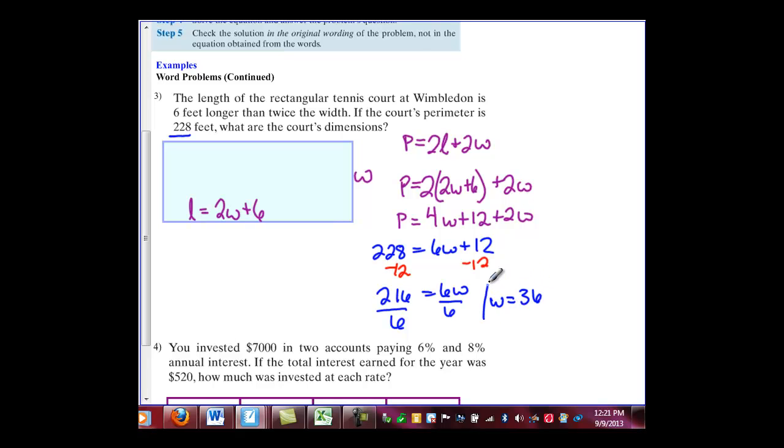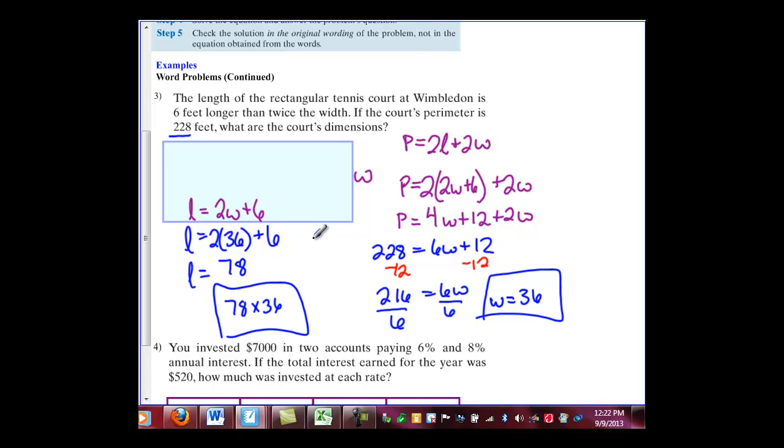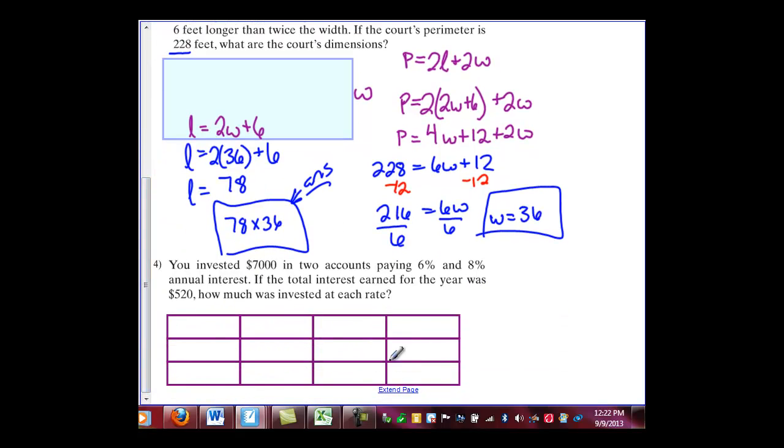All right, are we done with the problem? No, because it says what are the court's dimensions. All we did was solve for the width. So to find the length, we can come back up and plug it in. So 2 times 36 plus 6. So length is what? 78? Yeah, so your answer is going to be the 78 by 36 or 36 by 78. So there's your real answer. All right, number 4 we'll do together.